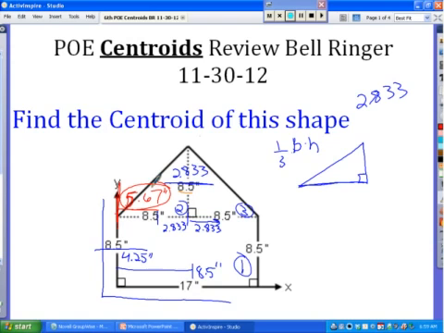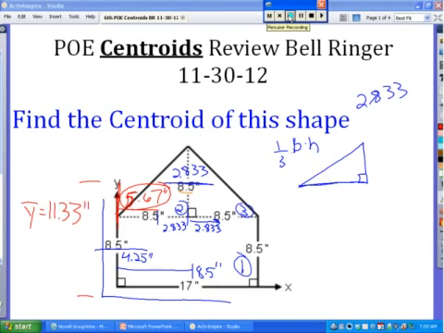The height for the centroid of the first triangle, and it'll actually be for both triangles, I'm going to take 8.5 and add 2.833, and that gives me 11.33. So that's my Y, 11.33 inches. So we've got the height of that one.